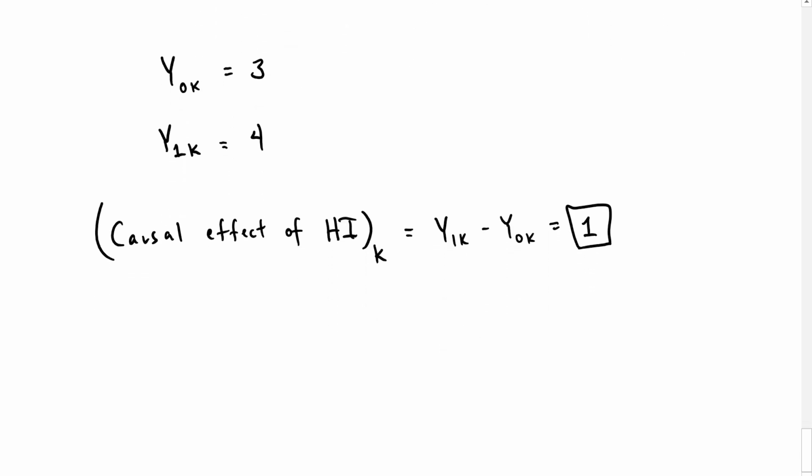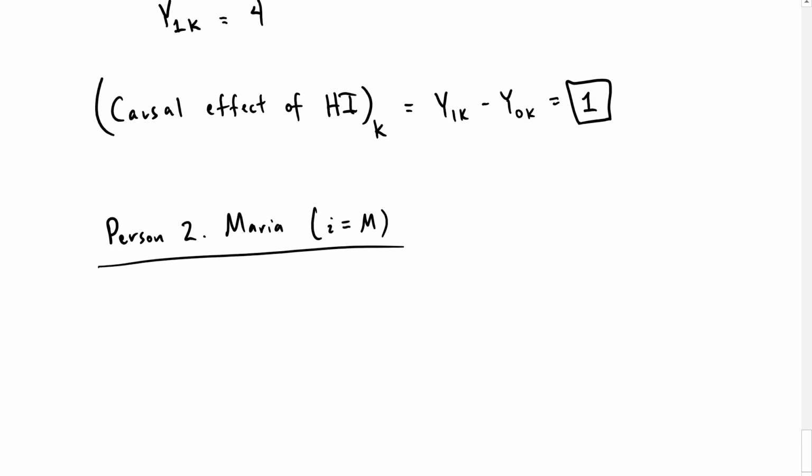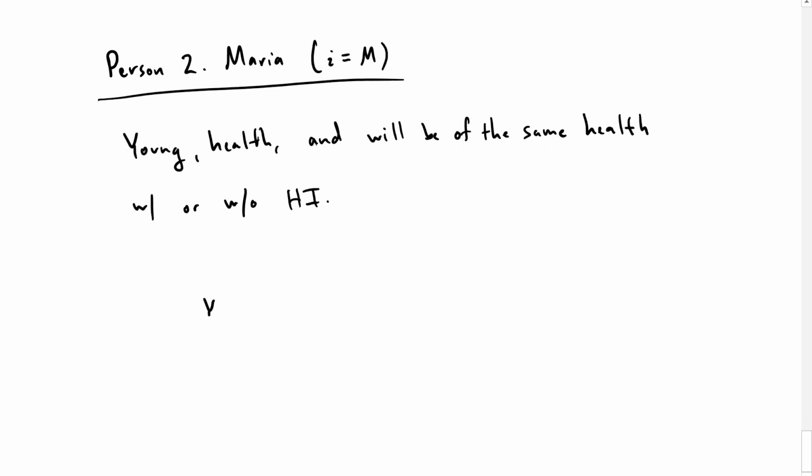Now let's look at a second person. Person 2, Maria. And so her subscript i is going to be instead a subscript m. Now, Maria is young, healthy, maybe has good genetics, no underlying health conditions, and will be of the same health with or without health insurance. So if she has health insurance, it's really not going to affect her health very much, because she has a good immune system, so on and so forth. So if she doesn't have health insurance, let's say her health will be 5. If she does have health insurance, Maria's health will also still be 5.